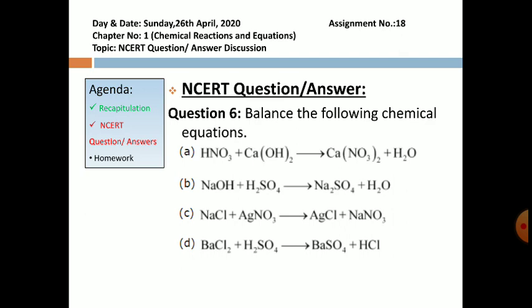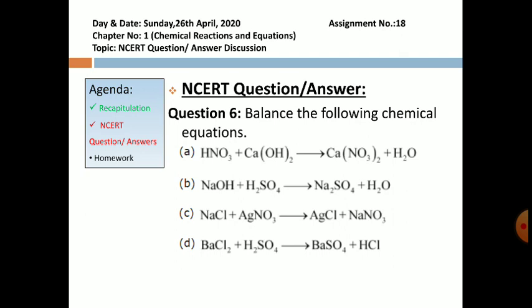B part, NaOH plus H2SO4 gives Na2SO4 plus H2O. The balanced chemical equation becomes 2NaOH plus H2SO4 gives Na2SO4 plus 2H2O.